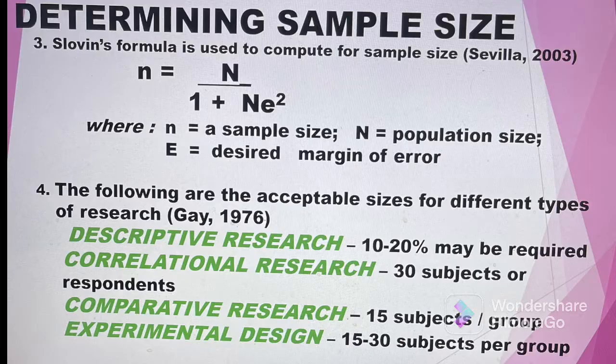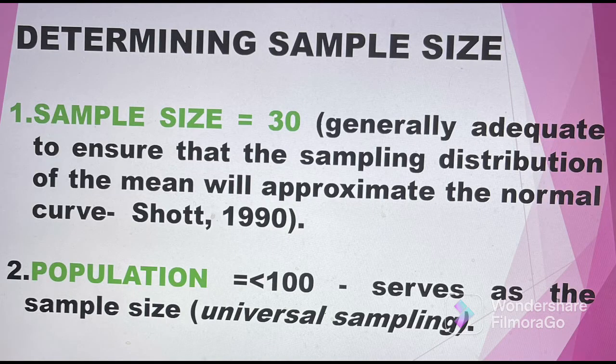And the same when you do an experimental research or you use an experimental design in your research, 15 to 30 subjects per group, your experimental group, your control group, will be acceptable, at least 15 to 30 elements per sample. Okay? So these are the ways of determining the sample size. You can use any of them.